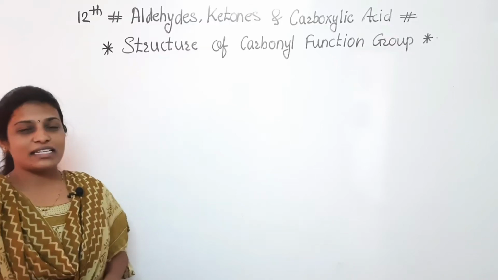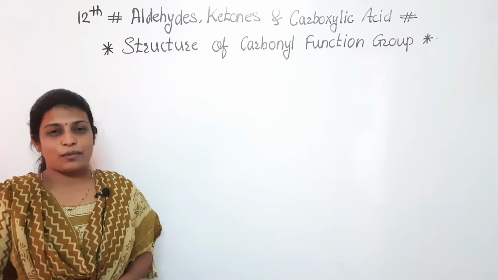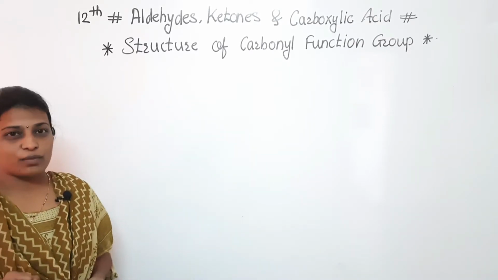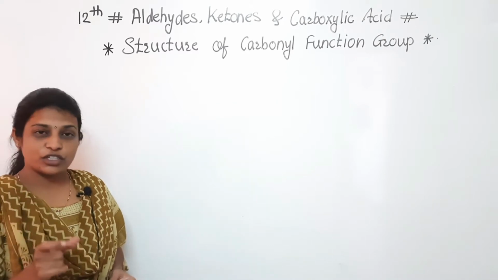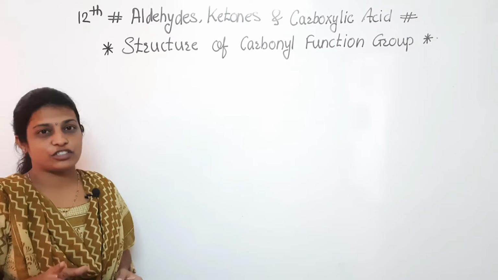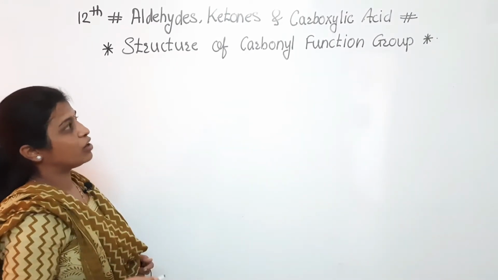Everyone, so last time we completed the introductory part of aldehydes, ketones and carboxylic acids. In that we saw what is meant by aldehydes, ketones and carboxylic acids, what the functional group of each is, and how they are distinguished by their functional groups. Today we are going to discuss the structure of the carbonyl functional group.